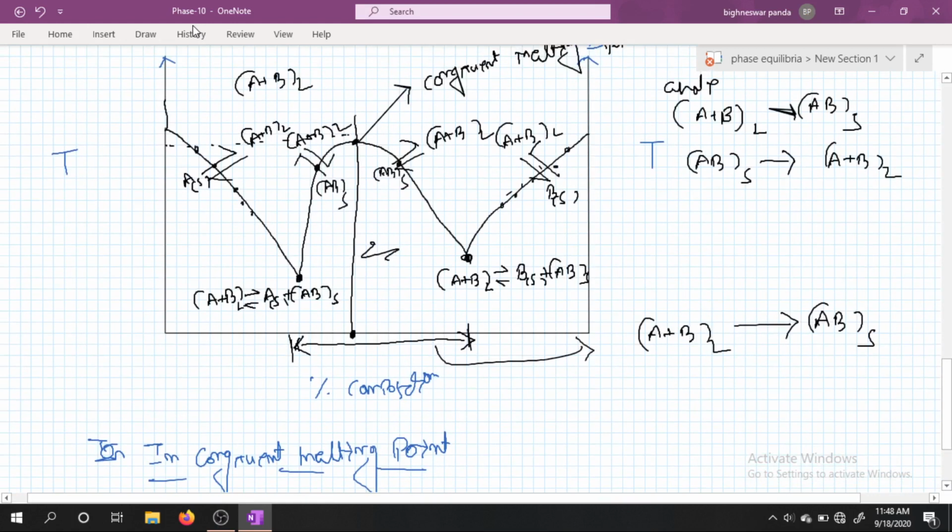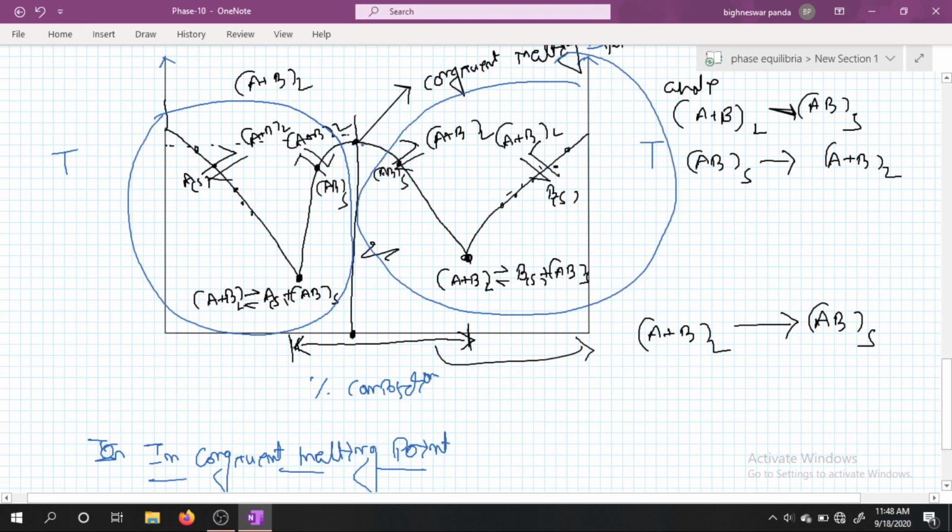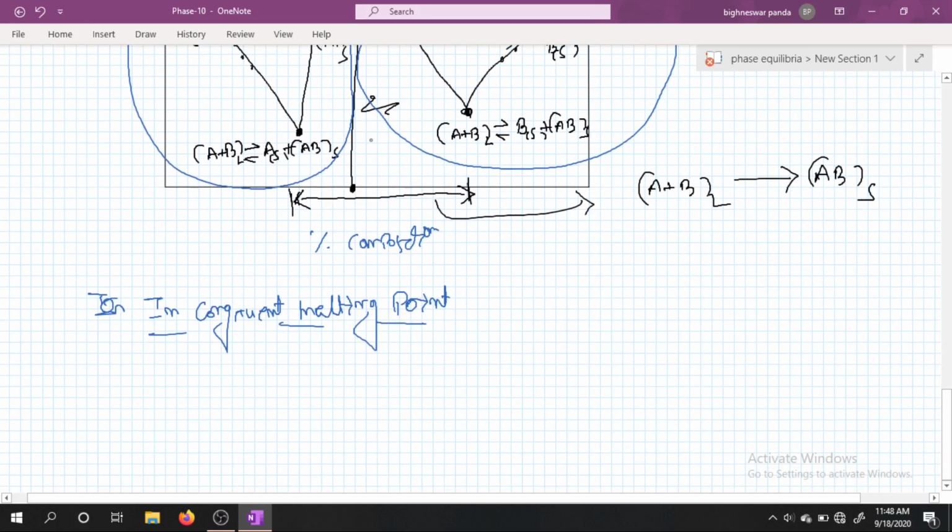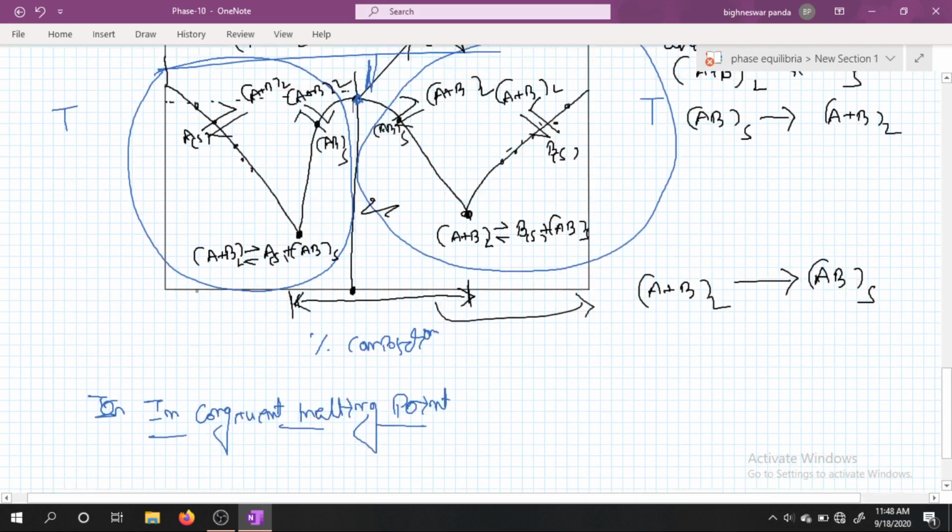Here, in this whole area, there is equilibrium. In this whole area the equilibrium exists, but at this point whole of the A plus B liquid is converted into AB solid. So incongruent melting point, what is incongruent melting point? We have to understand the graph again.